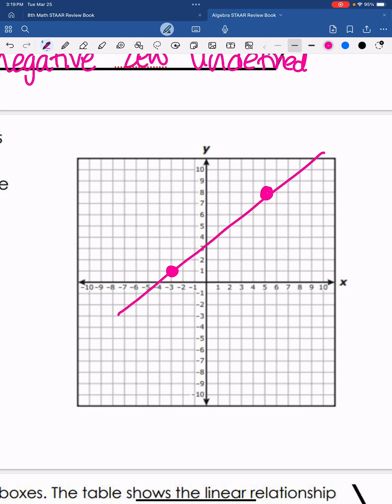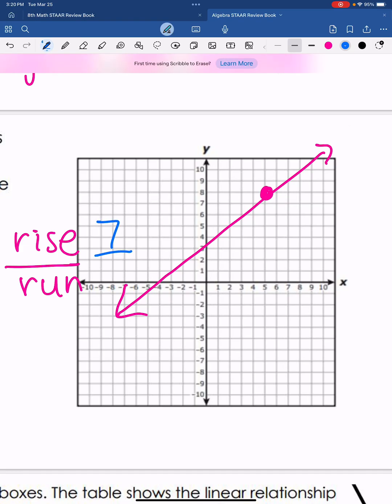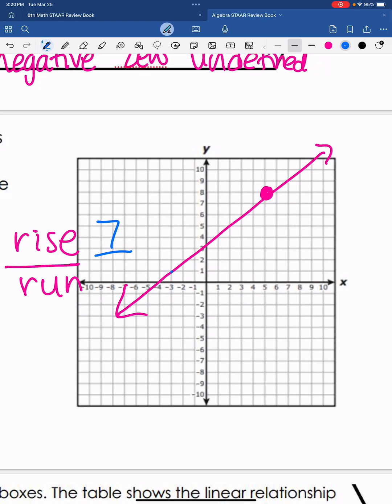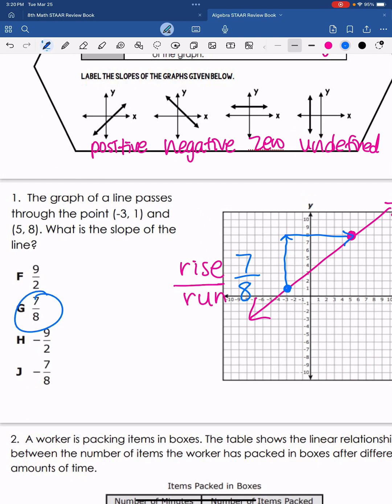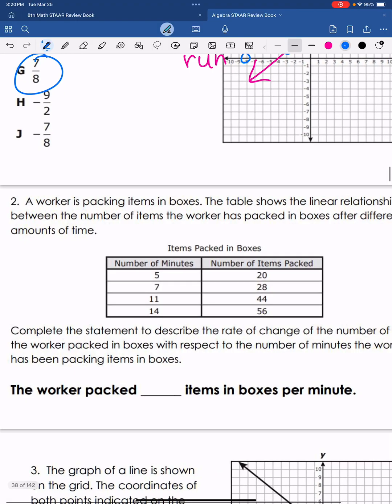So this is my line and we have to find the slope. To find the slope from a line, you're going to use your formula, rise over run. We see that it's going up, so we have to count how many spaces we went up. And since it's going up, that's also going to be a positive number. 1, 2, 3, 4, 5, 6, 7. So positive 7. Then after we went up 7, it went to the right 8 spaces. So positive 8. So our slope is going to be 7 over 8, which means our answer has to be G.